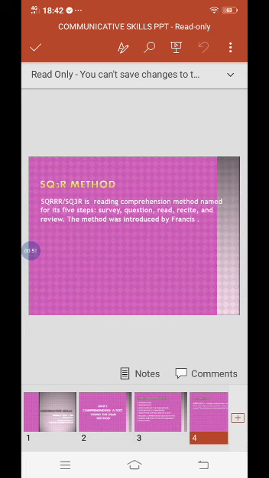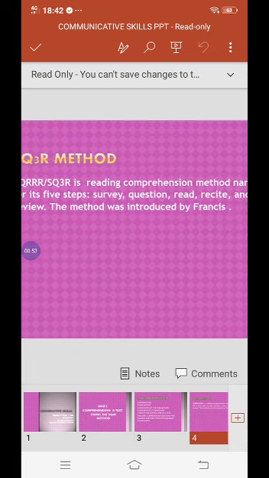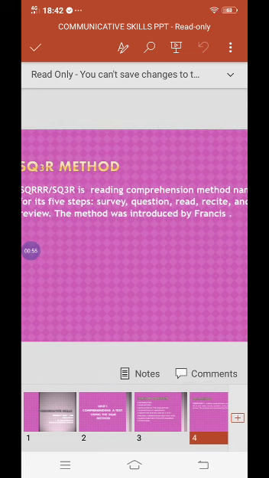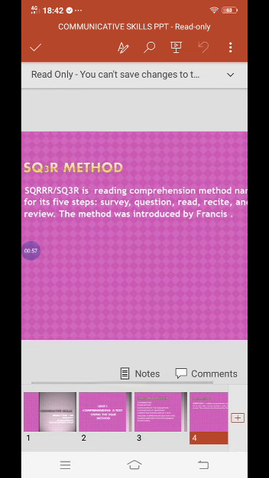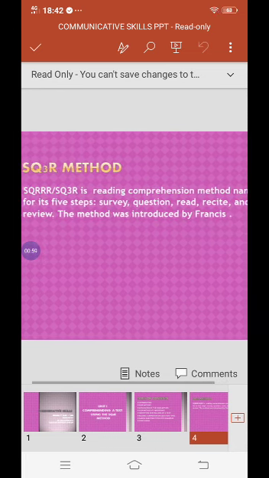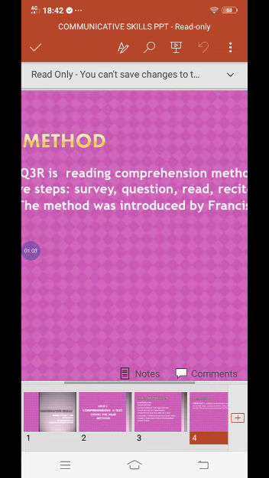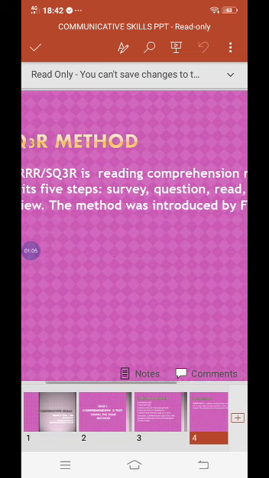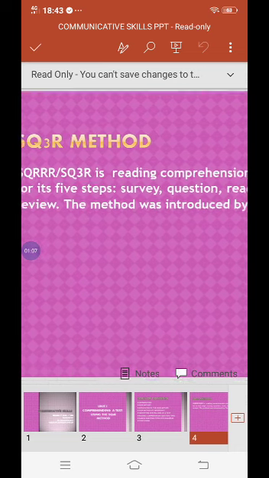Let us know what the SQ3R method means. The SQ3R is a reading comprehension method that has been named for its 5 steps, that is the survey, question, read, recite, and review. The method was introduced by Francis.